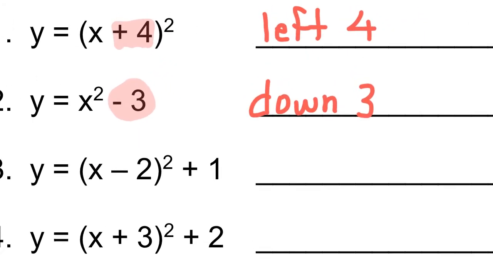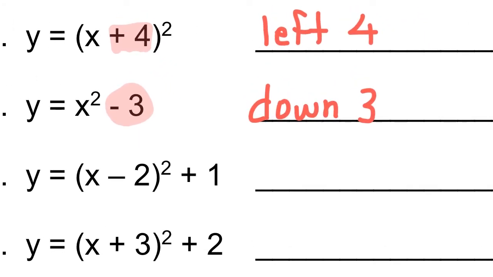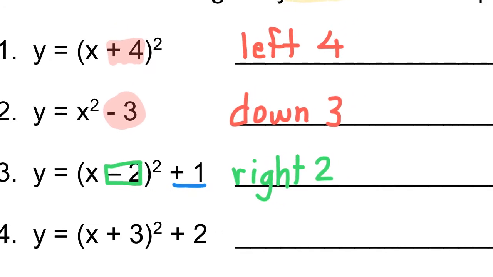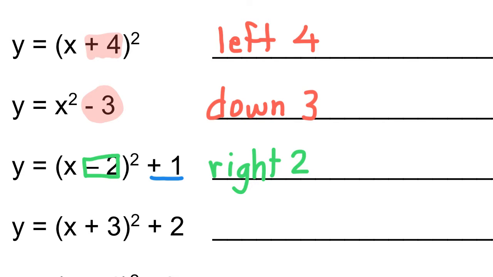Notice on number 3, there are two changes. One change is that we have minus 2 inside the parentheses. Counterintuitively, that means that we would move right 2 from the quadratic parent function. The second change is that 1 is added. Now that means that it will go up 1. And those are the two changes.